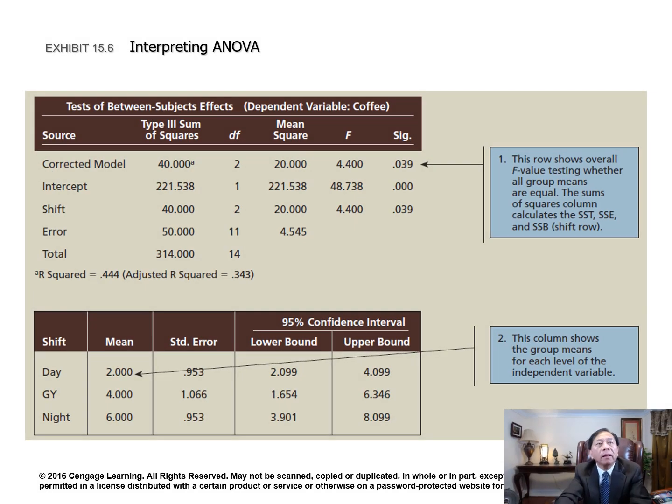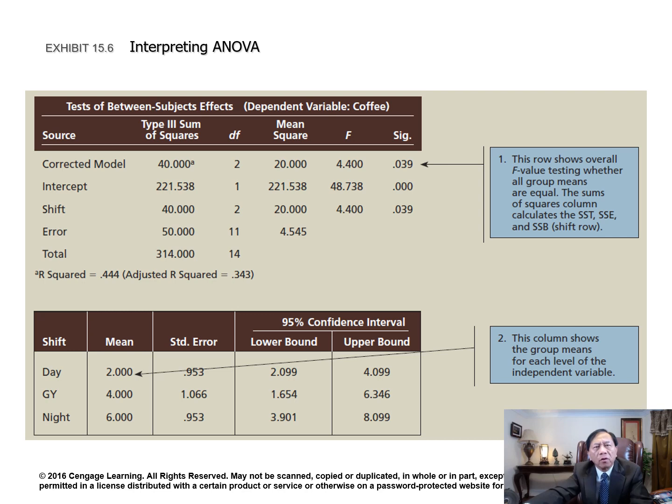This is an example table showing how you're going to interpret the ANOVA data. In this case, we are looking at the model, the intercept, the mean squares, the F statistics, and the significance level.